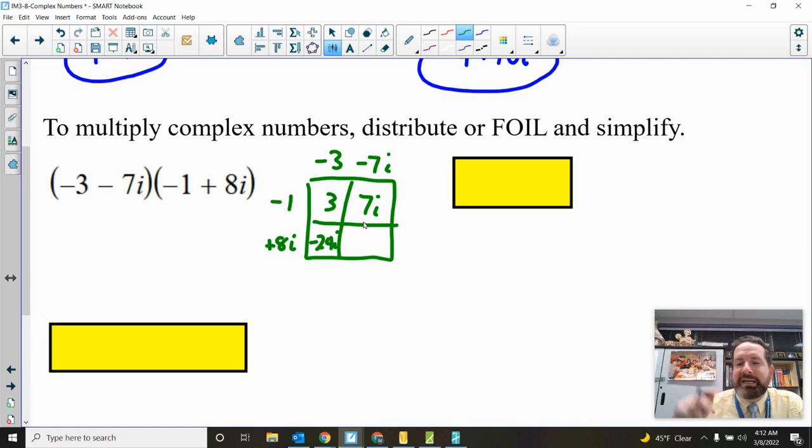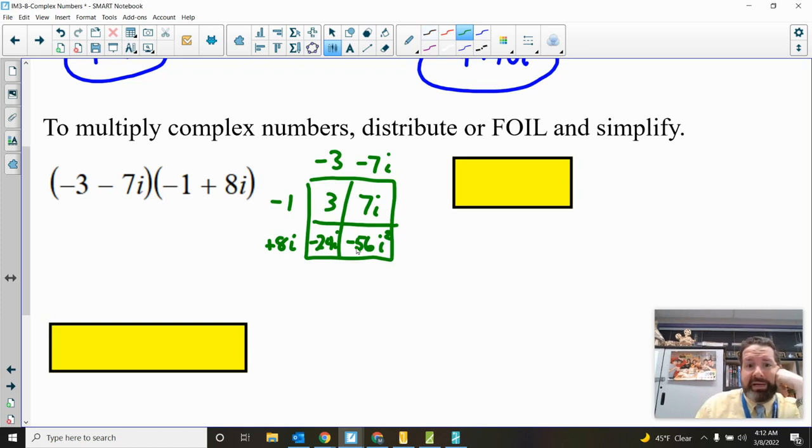And now here's the last box. This is the one that gets a little tricky. Negative 7 times 8 is negative 56, and i times i is i to the second. Here's the thing, though. When you're putting your complex numbers together, you shouldn't have an i to the second in your final answer. Here's what I mean.